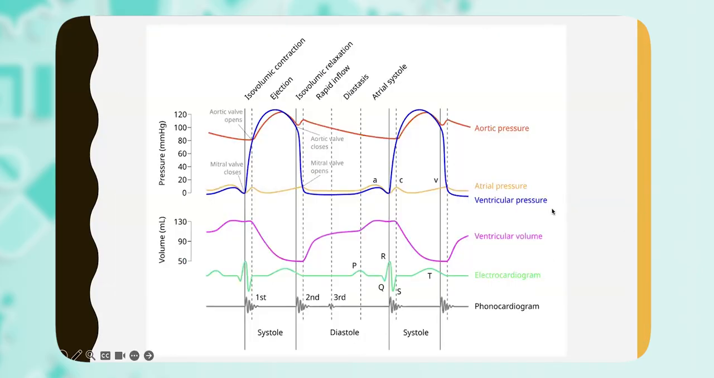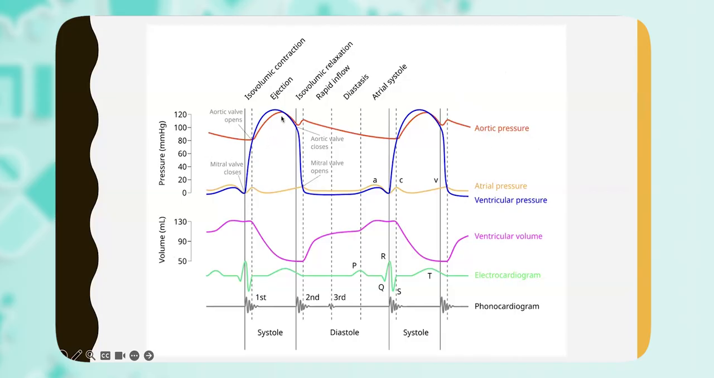This is a famous diagram. Can anyone tell what is the name of this diagram which shows the cardiac cycle? Is anyone hearing? Can anyone say? Okay, so this is called the Wiggers diagram.